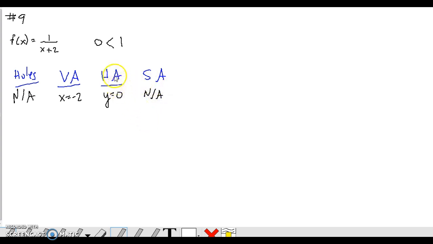So there's our basic idea, right? If I was to just quickly graph this, here's -2, so I would have your vertical asymptote here. We have a horizontal asymptote right there. Then we want to find some points.